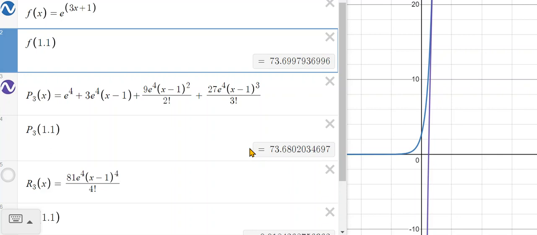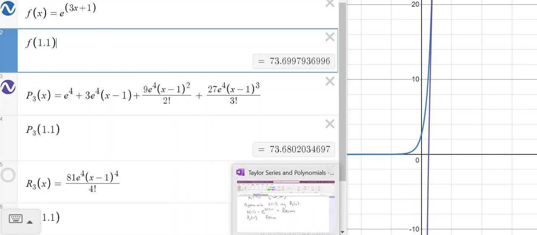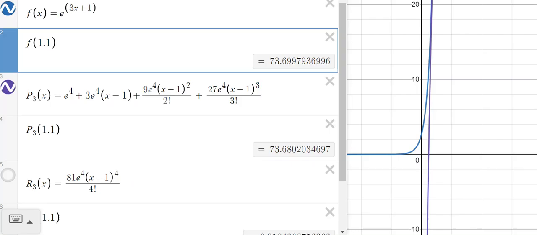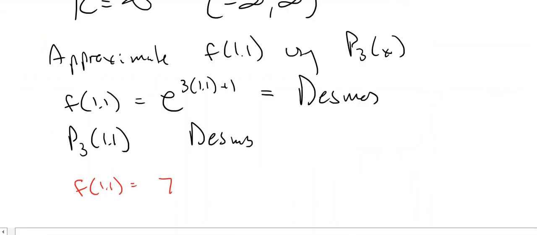All right, so here we have, up at the top, the function evaluated at 1.1, and we get 73.6997. So let's write that down. f of 1.1 was 73.6997. Such a short number to remember. 73.6997. And p sub 3 at 1.1.